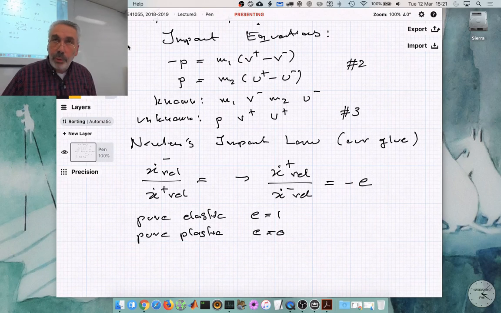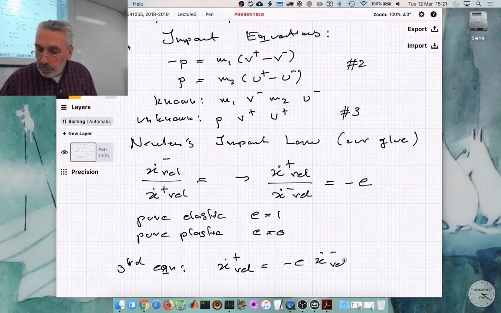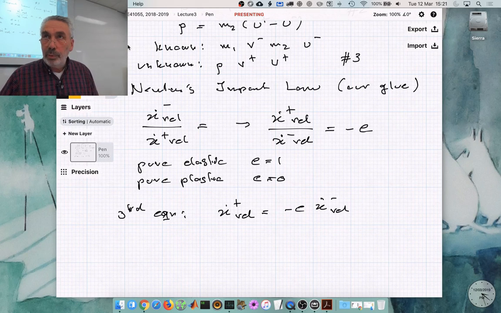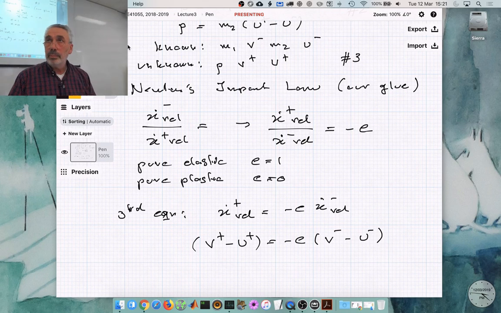So our third equation is now, in our terms, the relative velocity after impact is minus e times the relative velocity before impact. So what was the relative velocity before impact? v was going faster, right? V plus minus u plus. And then we don't have to think, it's minus e times v minus minus u minus. Yeah? Why is it minus e?